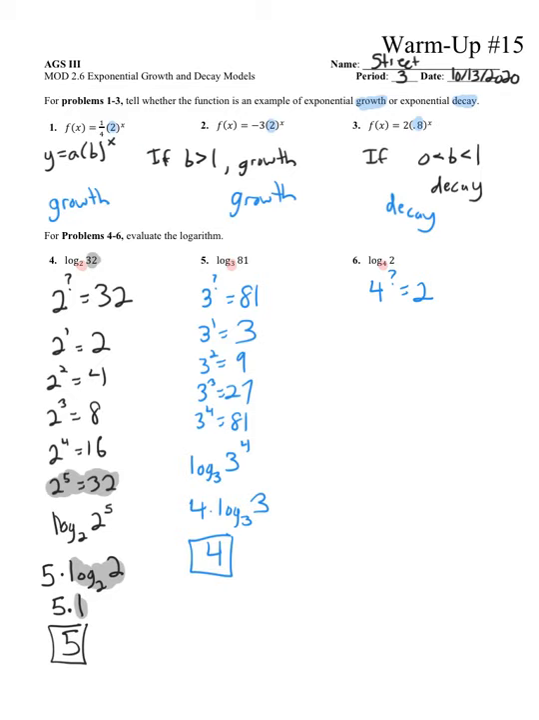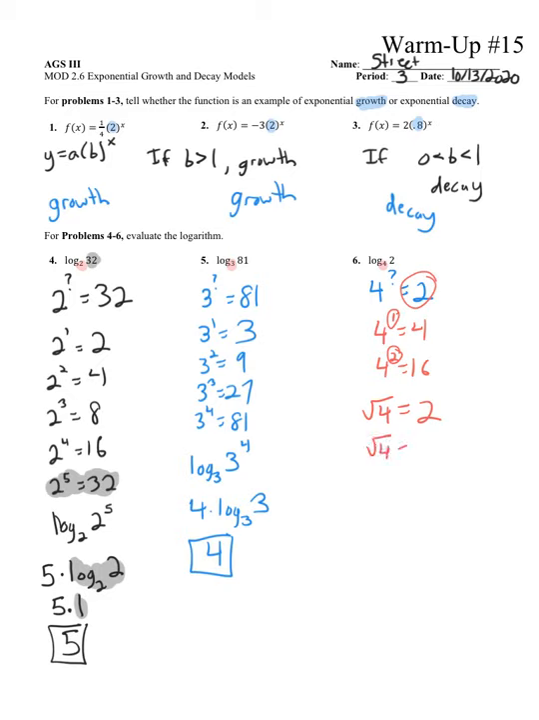Last problem. 4 to the question mark equals 2. Well, if I did that same method, I'd say 4 to the first equals 4, 4 squared equals 16, I'm already way past 2. So this is one of those ones where we have to kind of go the other way. We don't want bigger numbers in the exponents, we want smaller numbers in the exponents. And the way we go to smaller numbers in the exponents is we have to think about square rooting. So remember, square root of 4 is 2.